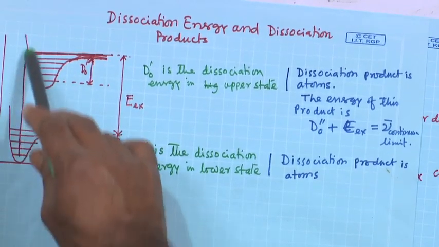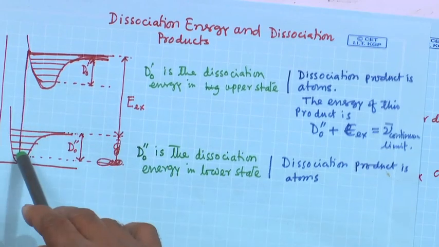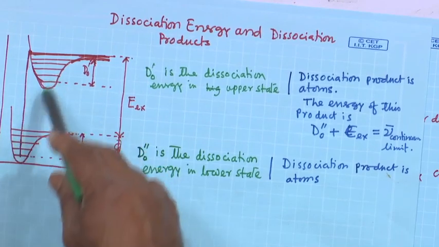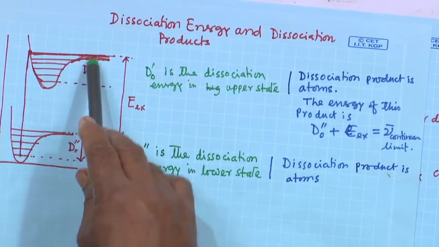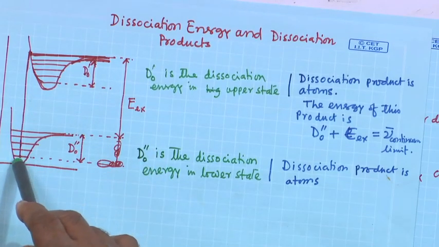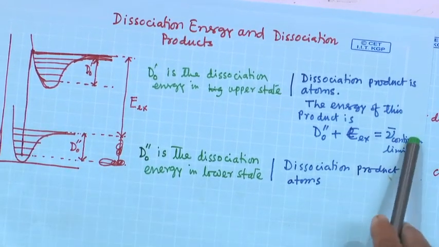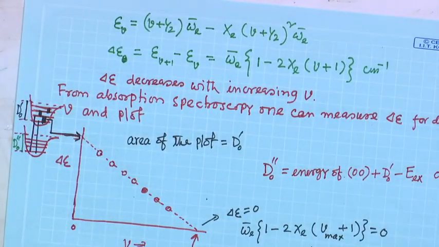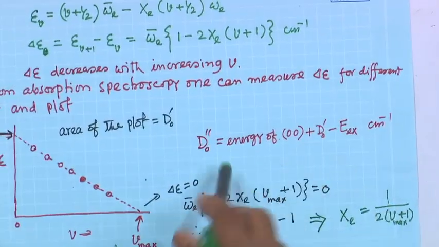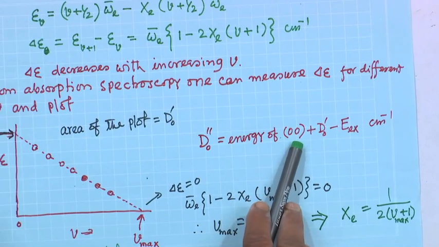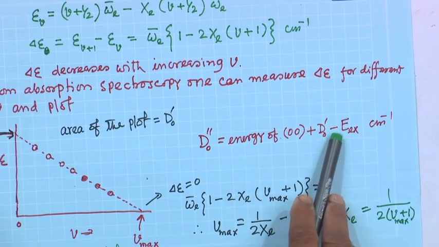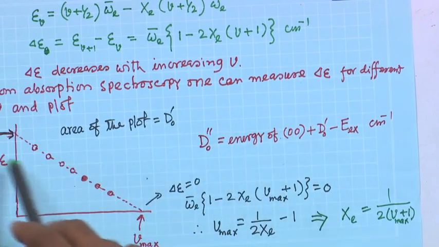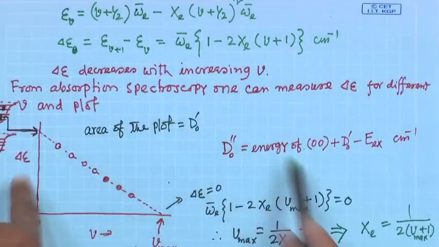So, V continuum comes from this to this plus D0 dash. This total is the energy of the 0 spectral lines plus this D0 dash, and that will be equal to D0 double dash plus this E excited. That is why I have written it here. So, how to get D0 double dash? It is the energy of 0 plus D0 dash minus E excited in centimeter inverse.